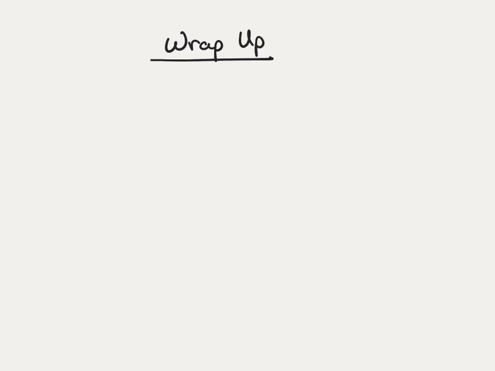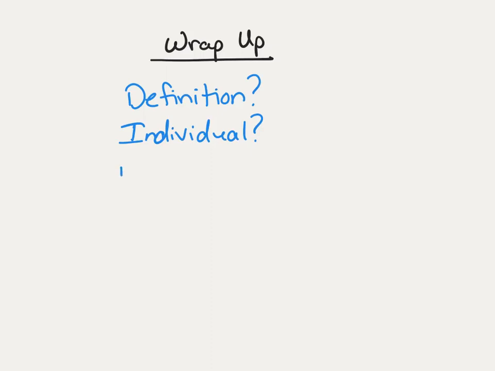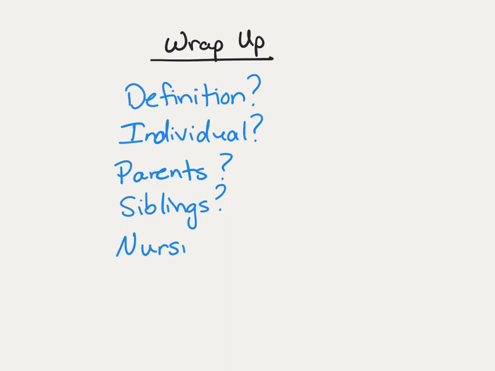Okay, let's wrap it up. Quiz yourselves. What's the definition of a chronic illness? How might it impact the individual? How might it impact the parents or the siblings? And what kind of nursing interventions should we keep in mind?